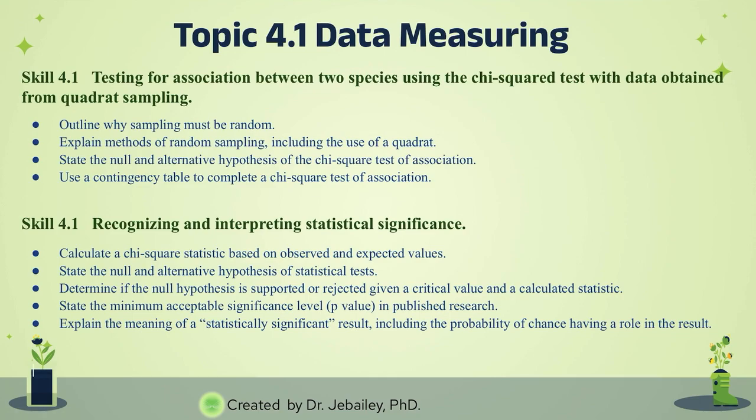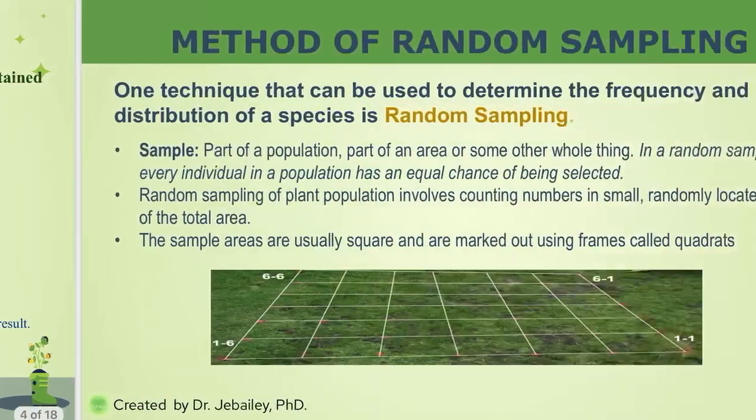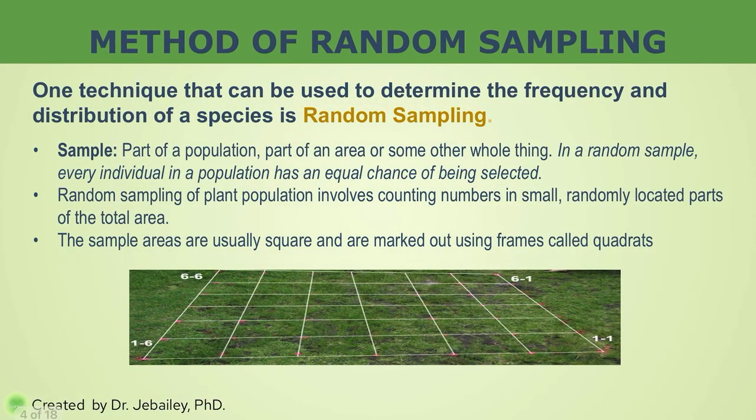So we're going to do two things. We're going to test the association between two species by using the chi-square test as well as quadrat sampling. And we're also going to interpret the statistical significance of it. First, let's start with random sampling and understand how it works. Now, this technique is just to determine the frequency as well as the distribution of species.